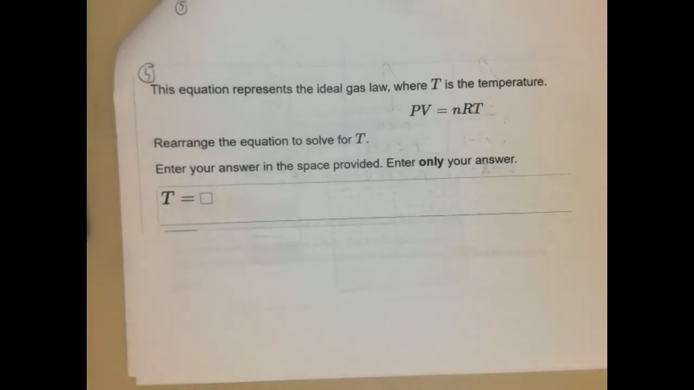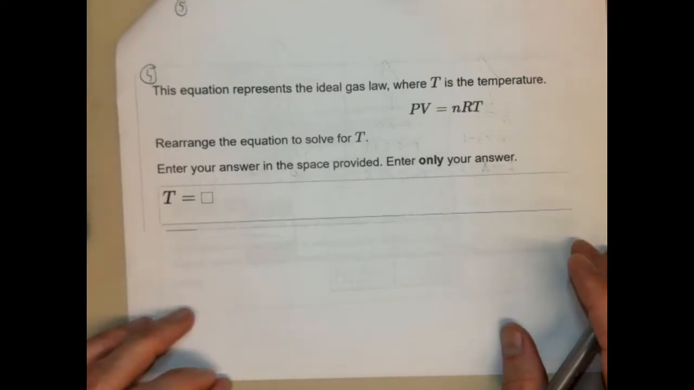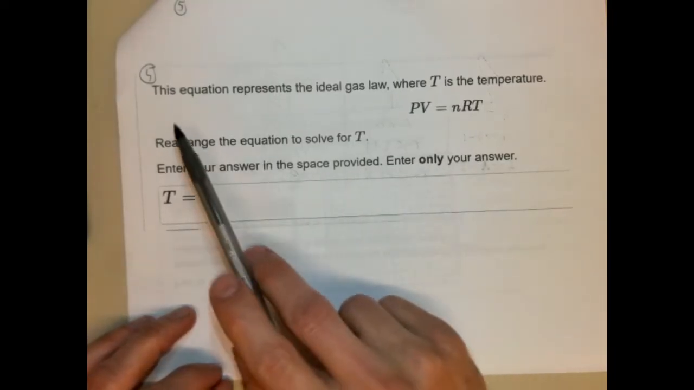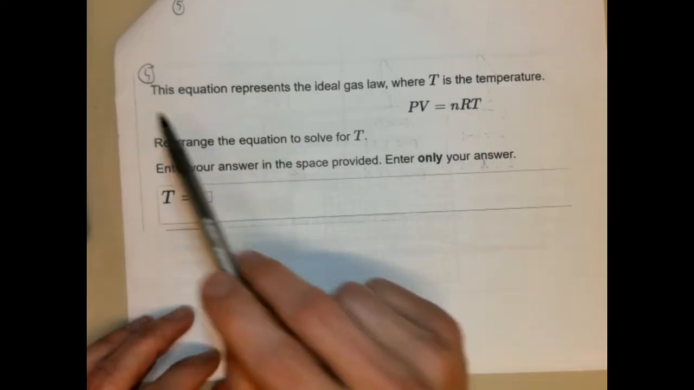Hey everybody, so I figured I'd start back up and see how many I can get done before I have to go to directed study. So I think I can get at least one or two of these done. So this is number 5 in the practice test.